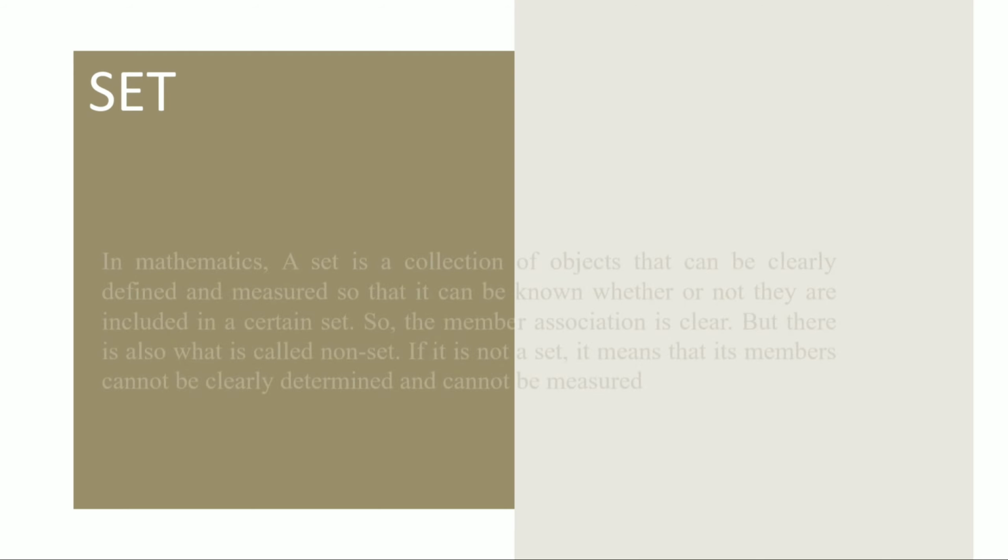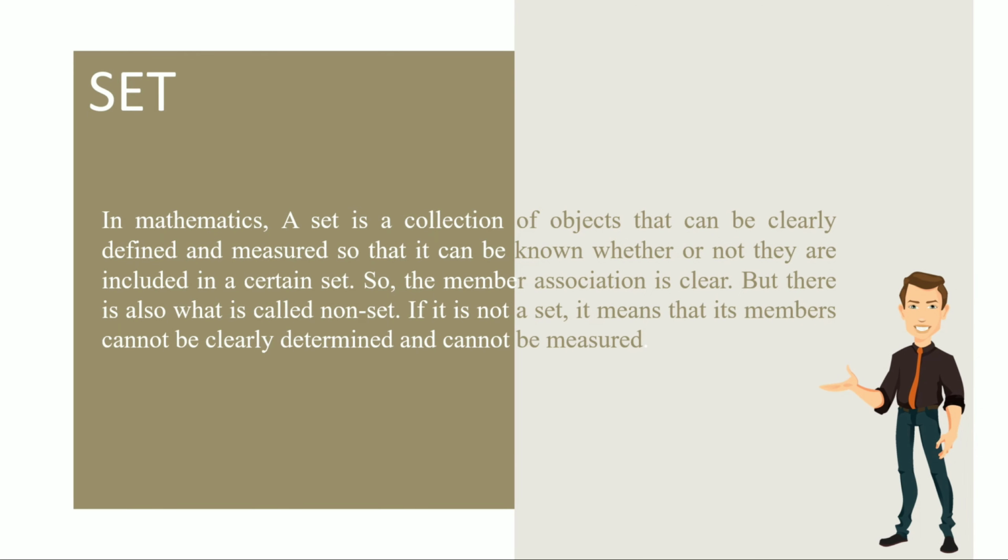First of all, I would like to explain about set. In mathematics, a set is a collection of objects that can be clearly defined and measured so that it can be known whether or not they are included in a certain set. So, the member association is clear, but there is also what is called non-set. If it's not a set, it means that its members cannot be clearly determined and cannot be measured.